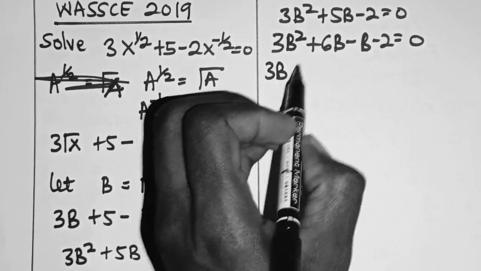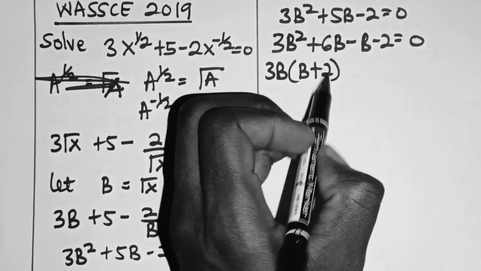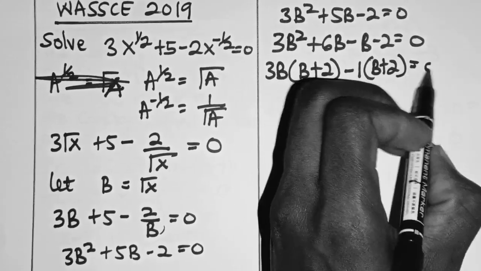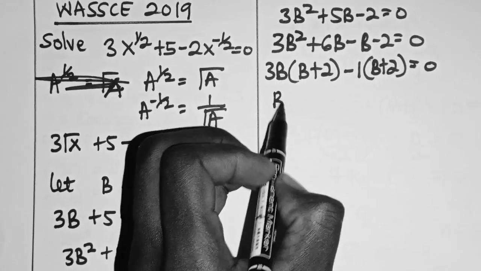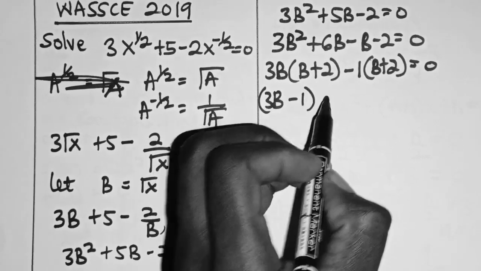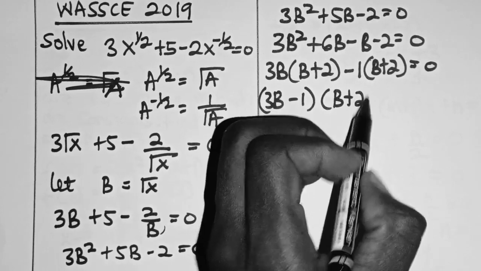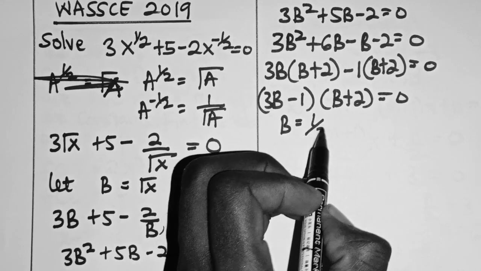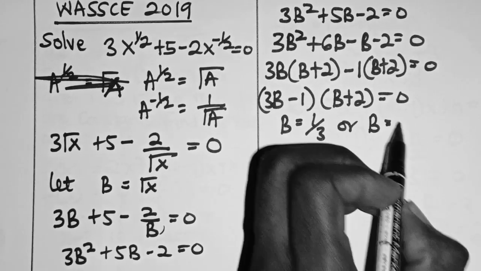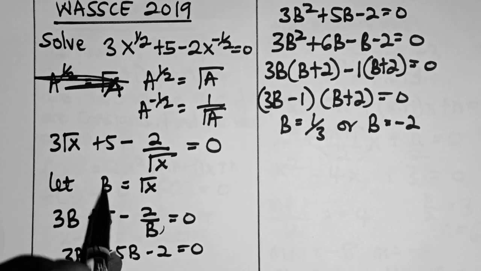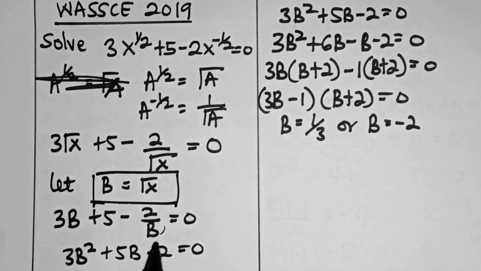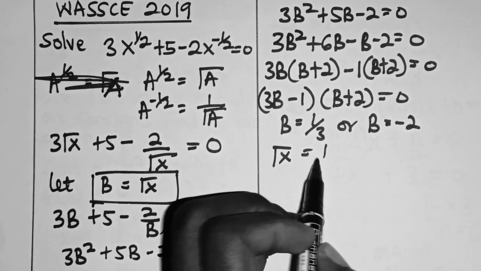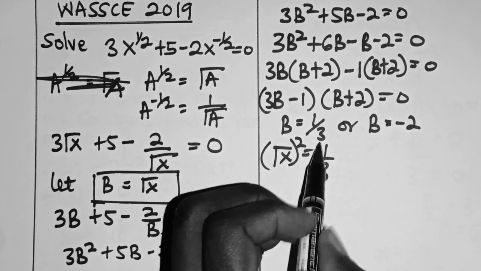So if we factorize 3b out, we are left with b plus 2 in this case. And if we factorize minus 1 from here, we are left with b plus 2 in this case too. So in one bracket, we have 3b minus 1 times b plus 2 equals 0. So the values of b are b equals 1 over 3 or b equals minus 2. Nonetheless, we said that we should let b be equal to square root of x. So it means that square root of x is equal to 1 over 3. So we can square both sides.